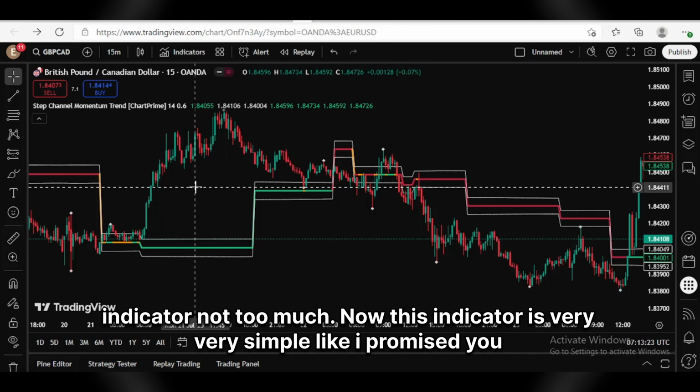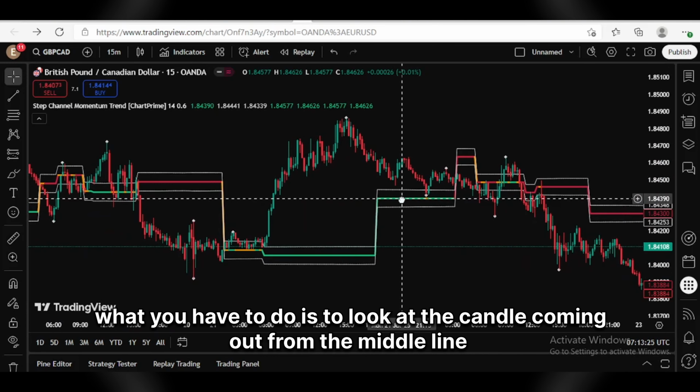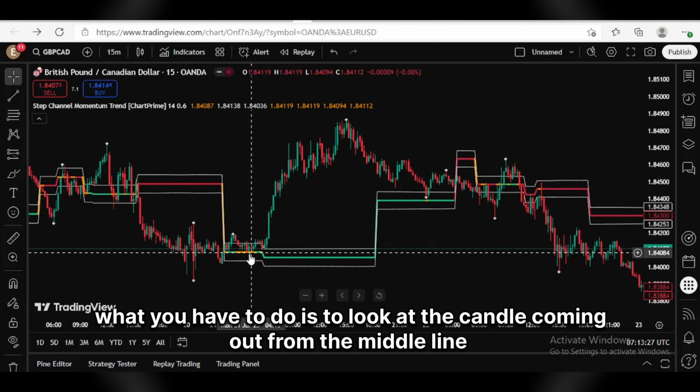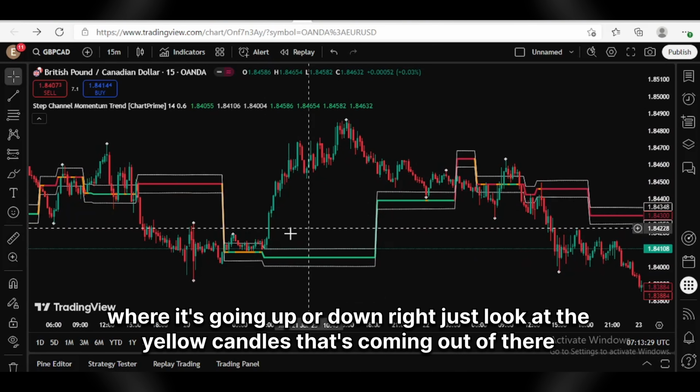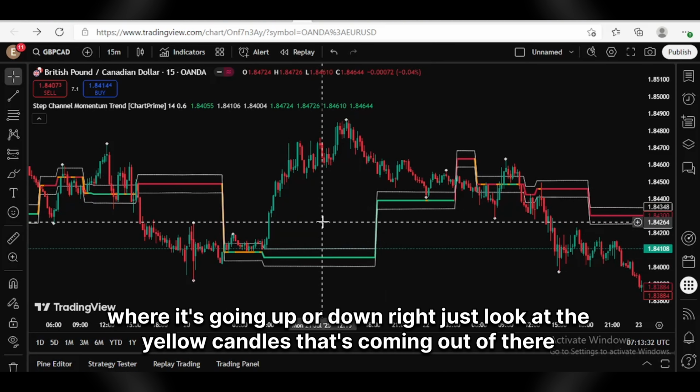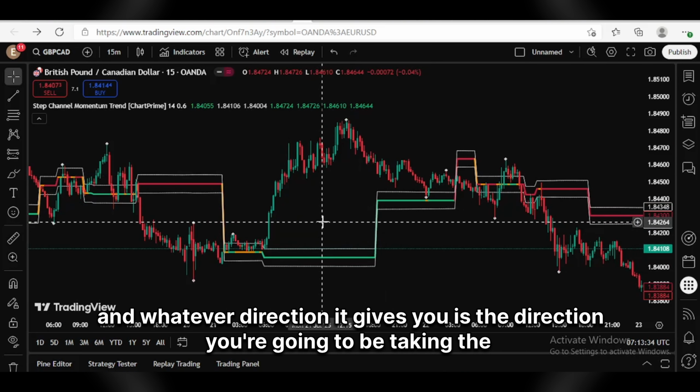This indicator is very, very simple, like I promised you. What you have to do is look at the candle coming out from the middle line, whether it's going up or down. Just look at the candle that's coming out of there, and whatever direction it gives you is the direction you're going to take the market in.